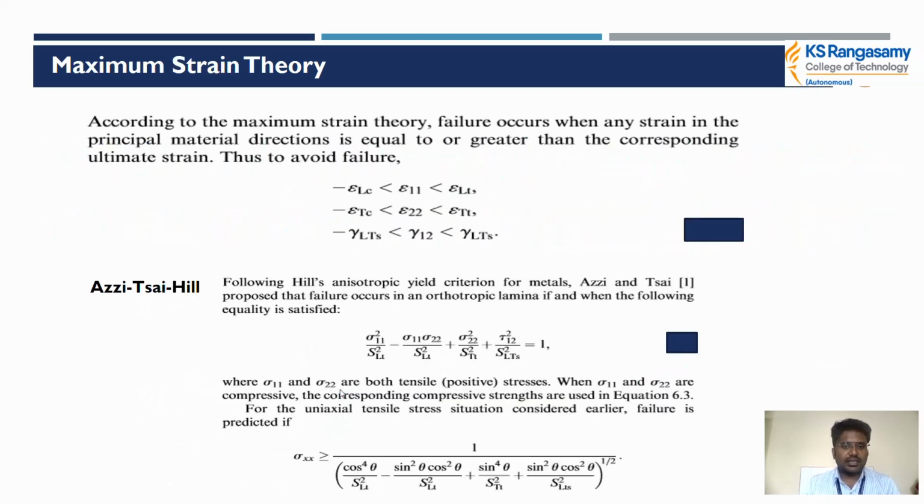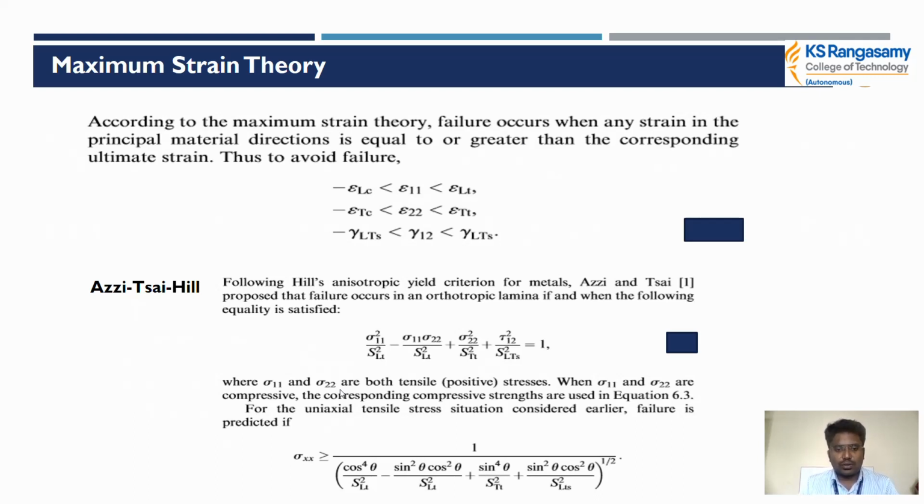Next is the maximum strain theory. According to the maximum strain theory, failure occurs when any strain in the principal material direction is equal to or greater than the corresponding ultimate strain. This is to avoid failure due to strain. This theory is briefly explained in the Azzi-Tsai-Hill theory. The Hill criterion is used for the anisotropic behavior of metals, and the proposal is that failure occurs in an orthotropic lamina.